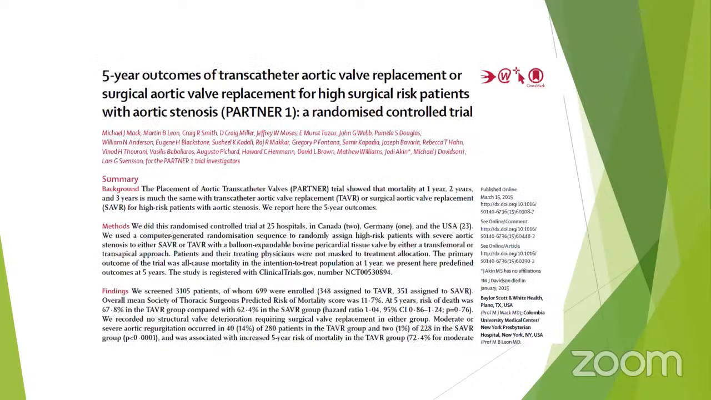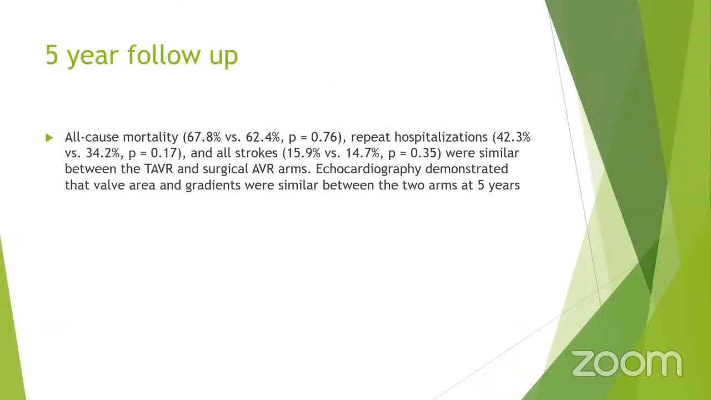Another trial, published in 2015, which was the 5-year outcomes of TAVI for high-risk patients with aortic stenosis, found that the difference in all-cause mortality between both groups of patients was not significant. It was 67.8% in the TAVI versus 62.4% in the surgery group, with a p-value of 0.76. Repeat hospitalization also showed no significant differences, 42.3% in the TAVI versus 34.2% with a p-value of 0.17.